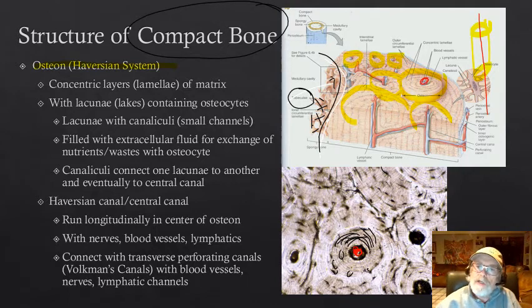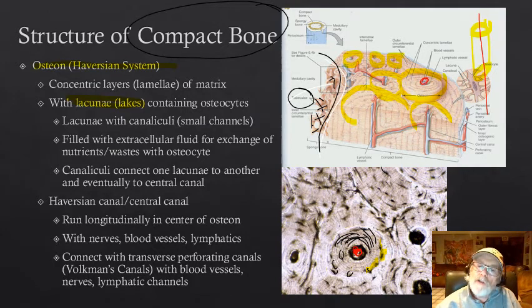Now what happens is inside those rings are little lakes, okay? And these little lakes are called lacunae. I mentioned that before. If I look, here's an osteocyte, but they're actually sitting inside a little lake, and that little lake is called a lacuna, okay?